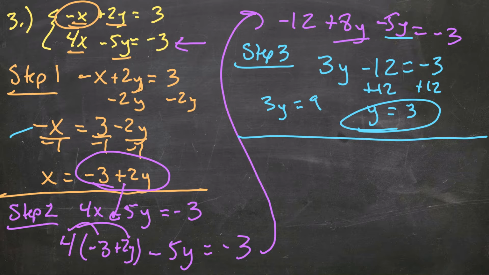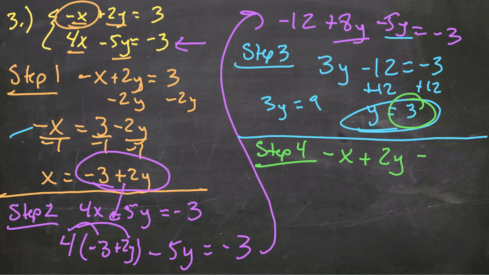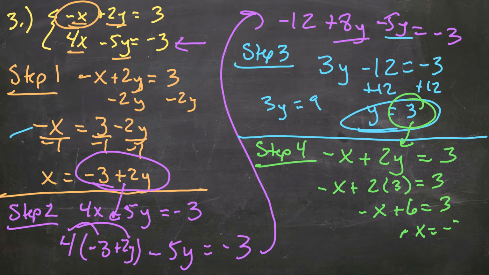And step 4 says, I'm going to take this 3, and plug it into one of the originals. I'm going to use the top. So I'm going to say minus x plus 2y equals 3. I'm going to plug 3 right in there, so I'm going to say minus x plus 2 times 3 equals 3. Well, 2 times 3 is 6, so I have minus x plus 6 equals 3. I subtract 6 from both sides, I get minus x equals negative 3, so x equals positive 3. There's my second number answer.